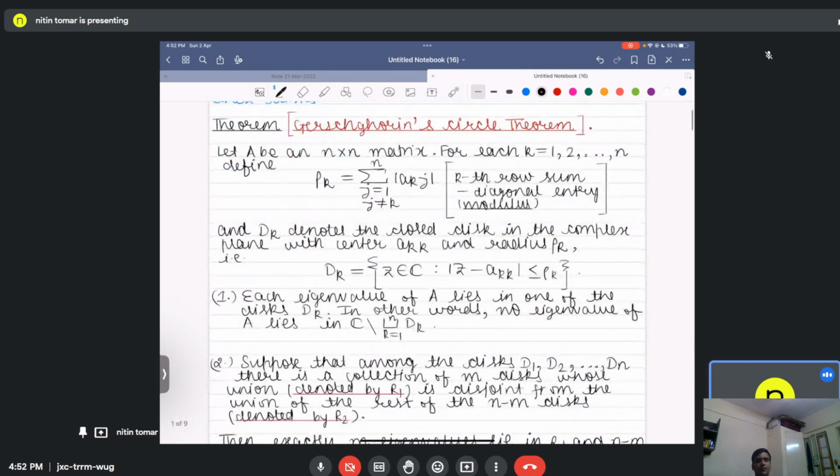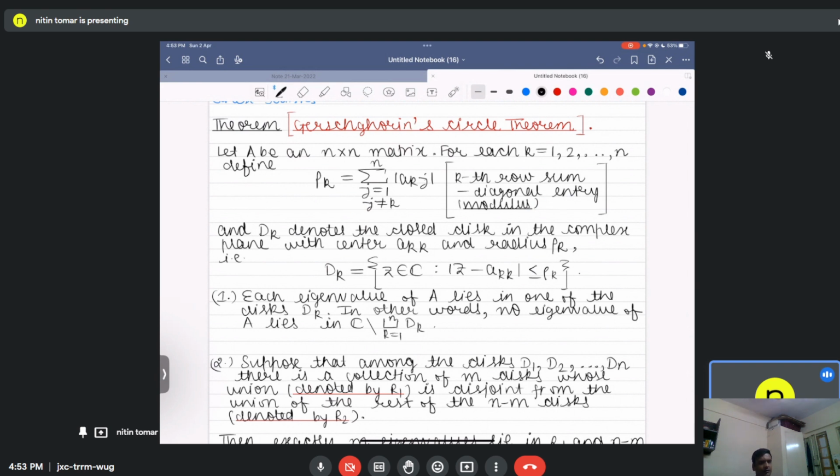And how do you obtain that disk? That is precisely the challenge. The disks are nothing but, you just fix, for example, the first disk will be given by, you add all the absolute sum of the first row except for the A11 entry, so that will be your radius, and A11 itself will be the center. For the second disk, you go to the second row, you add all the absolute values of the entries in the second row except for the A22 entry. So that will be your radius, and A22 will be your center, and you keep on doing this.